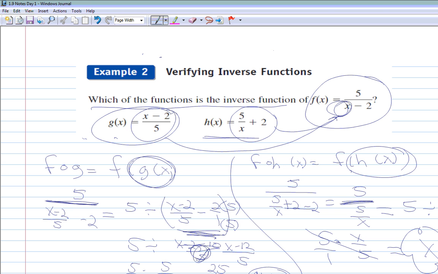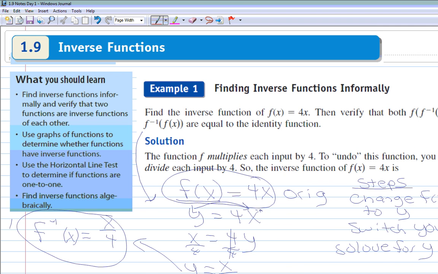I'm going to make a big happy face guy, and maybe even a party guy, because that equaled x. So this is the inverse of this. So these two functions, h and f of x, are inverses. Okay. All right, let's move on to the next example. Or pause this and write this down again.